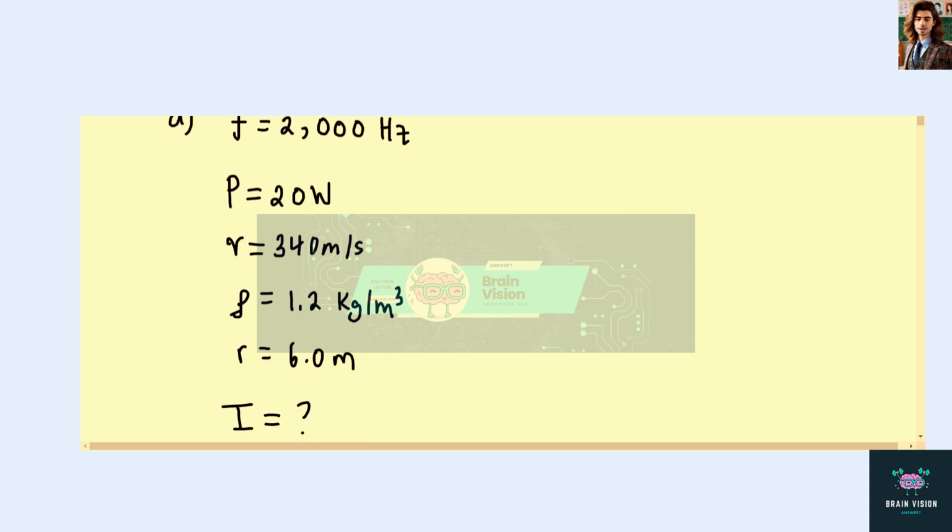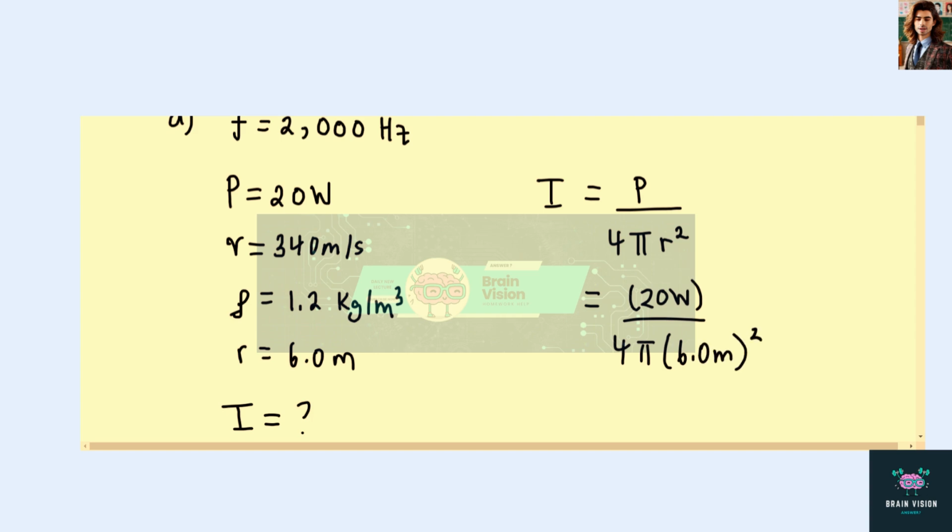Since we know the power that the source is emitting, we can easily calculate the intensity, because that energy is going to spread out over a sphere of radius r. So the intensity is equal to the power divided by 4 pi r squared. We're just going to plug everything in: 20 watts divided by 4 pi times 6 meters squared. That's going to give us an intensity of 0.044 watts per meter squared. So that's the final answer for part A.